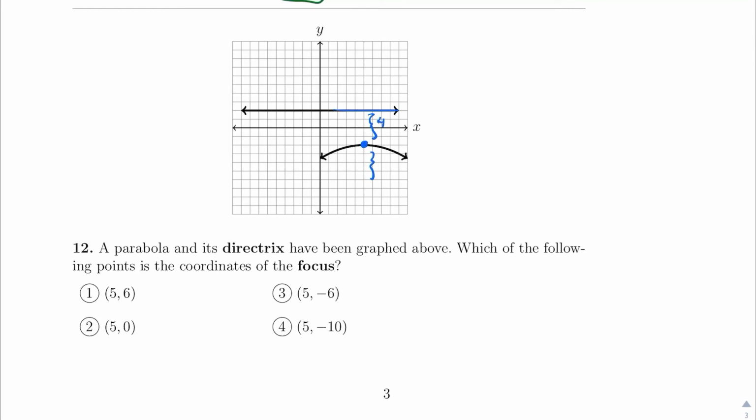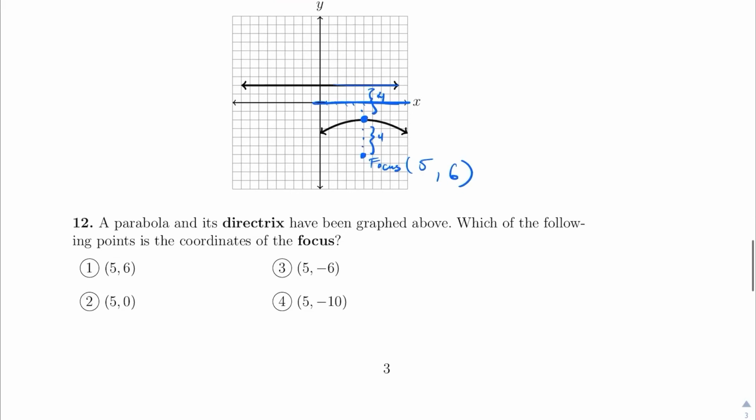and on the opposite side, being engulfed by the parabola is the focus, and they're always equidistant. So this was 4 units, this will be 4 units as well. So this is the focus right here at 5, comma, and make sure you're counting from the x-axis down, 1, 2, 3, 4, 5, 6, at 5, -6.